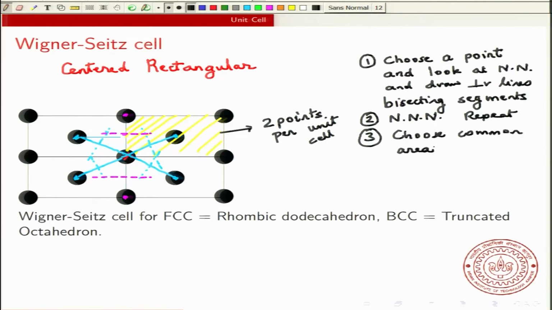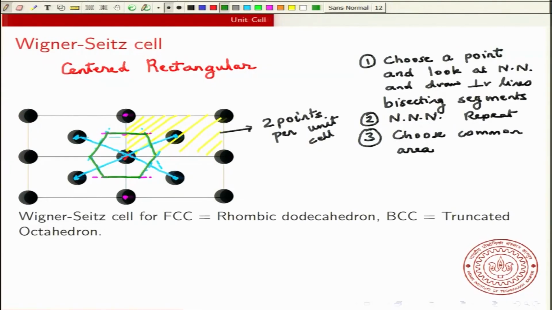Now you can already see that if you just take the nearest and next to nearest neighbors, the common area, let me mark it in green. So, this represents the common area.